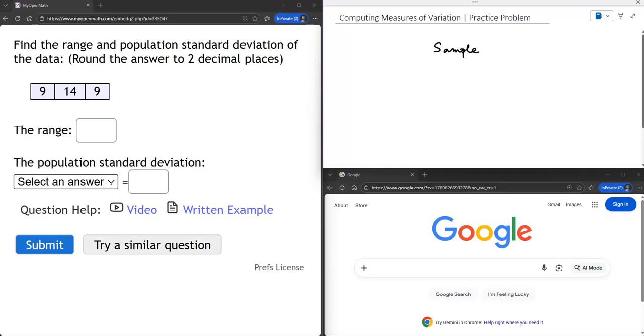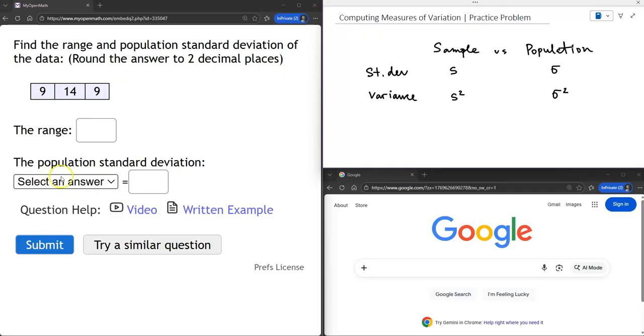For standard deviation and variance, we do use different notations depending on whether we are dealing with a sample or population. If you're looking for the sample standard deviation, you'll be using letter S. For the sample variance, you will be using S squared. For the population standard deviation, you'll be using Greek letter sigma, and for the population variance, Greek letter sigma squared.